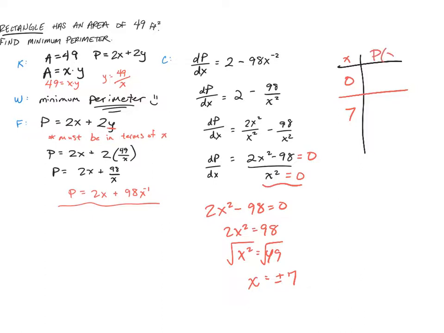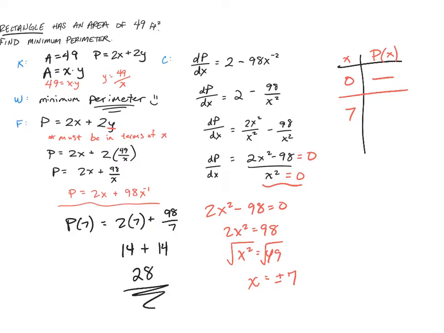And then let's find our perimeters. If x is 0, we don't have a perimeter, because you don't have a rectangle if one of your sides doesn't have a length. That's called a line. Now, if x is 7, then the perimeter of 7 equals 2 times 7 plus 98 over 7. Oh, that's easy breezy. Did you know that 2 times 7 is 14? And 98 divided by 7 is also 14. So when x is 7, the perimeter is 28.